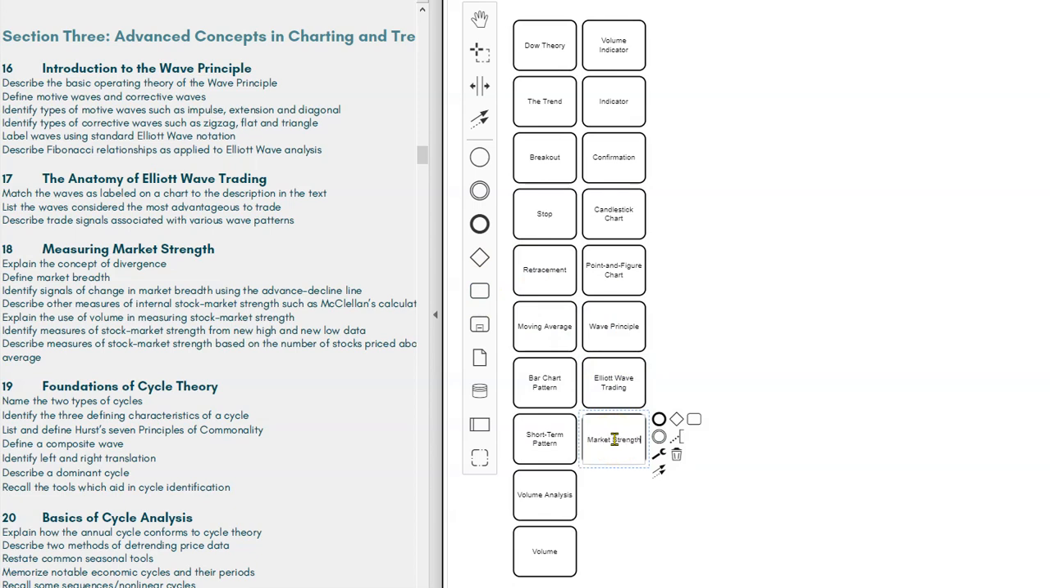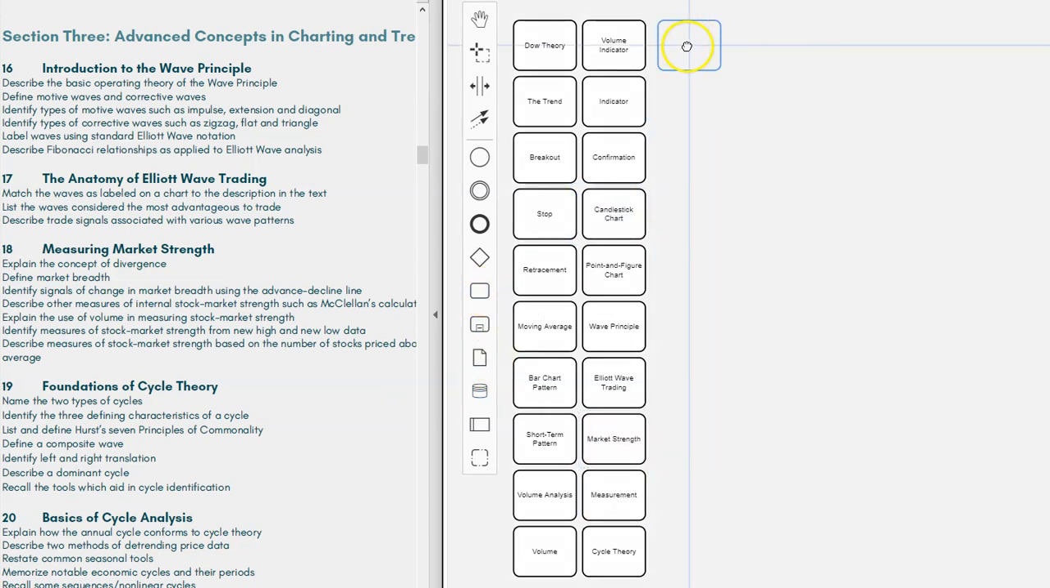Market strength. And there's measuring market strength. So there's measurement of several things. So I'm just going to say measurement. Cycle theory. The basics of cycle analysis. So there's lots of different types of analysis. I hear that word a lot. So I'm just going to put down the word analysis, which is different from measurement, which is different from confirmation.